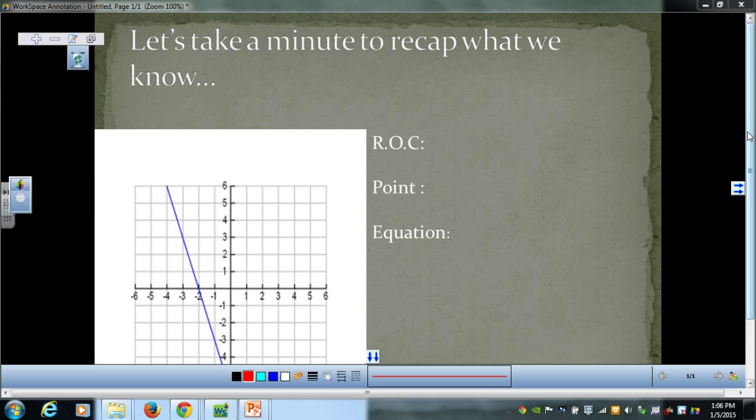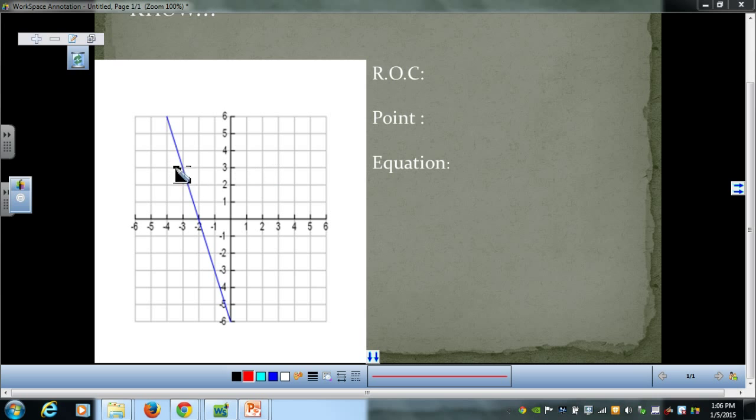So if we look at our line here, I'm going to go ahead and identify 2 points on the line. So here's a point and here's a point. The first thing we're going to do is find our rate of change. If I go from point number 1 to point number 2, I go down 3 and over 1. So my rate of change, my slope, is -3 over 1, which is -3. Now all we need is a point. Since I have this point right here, this is -3, 3. So -3, 3 for my point.